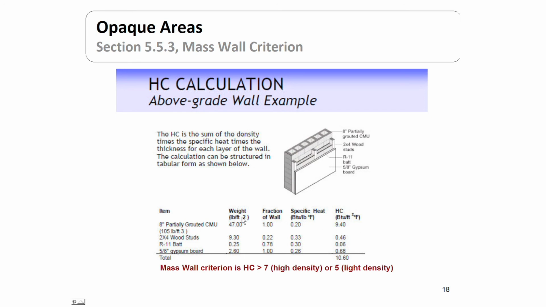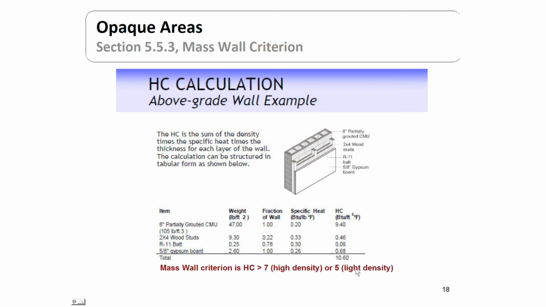Take those layers. In this example, they show concrete block, they show wood studs, they show R11 bat insulation. Here's a piece of sheetrock or gypsum board. Add those together and you'll find this example number I'm circling here with the cursor is 10.8. That's the thermal capacitance of that wall. So the criterion to define a mass wall is if that heat capacitance is greater than 7, then it is called a mass wall. And that's for high density materials.